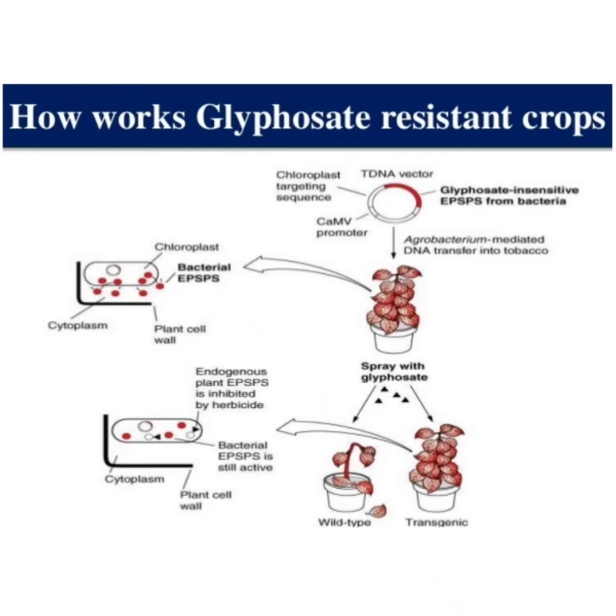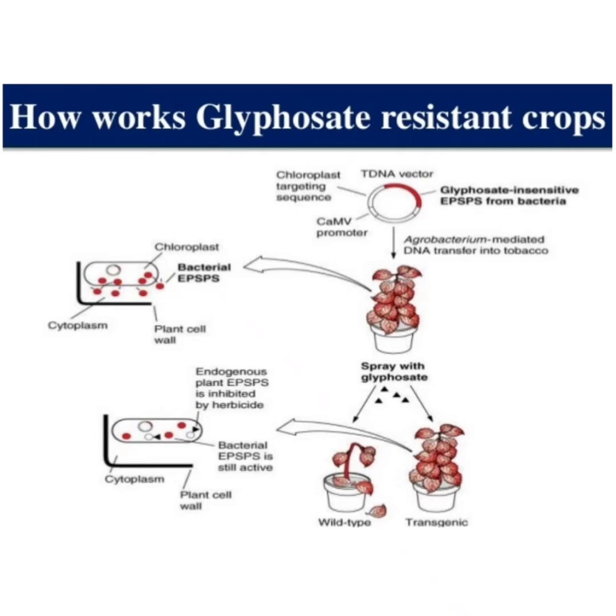The target plasmid is taken and the glyphosate insensitive EPSPS from a bacterium is incorporated into the plasmid, and a chloroplast targeting sequence is present and a CaMV promoter is present. Agrobacterium mediated DNA transfer occurs into the tobacco plant, and this EPSPS from the bacteria is taken up by the plant cell into the cytoplasm or into the chloroplast.